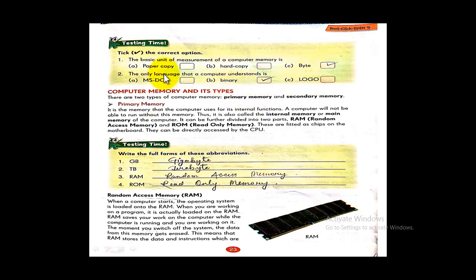the only language that a computer understands is binary. Binary digits, 0 and 1. Each one is a bit.